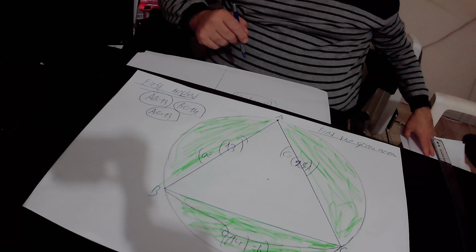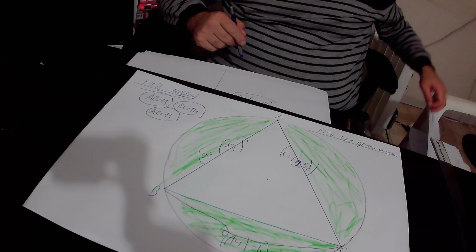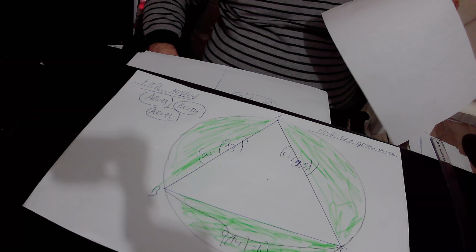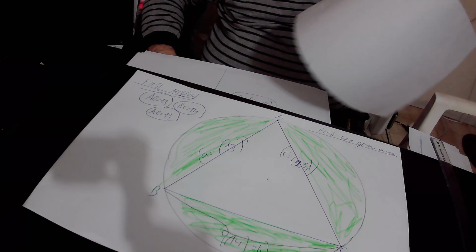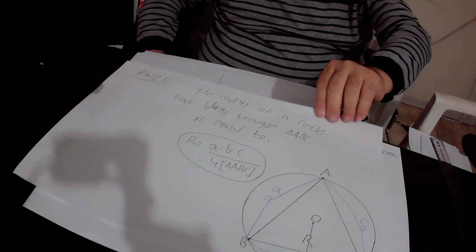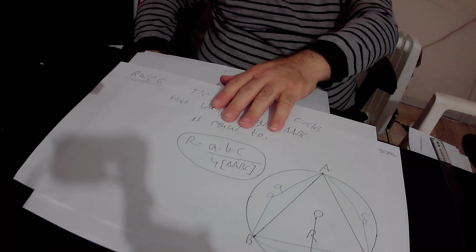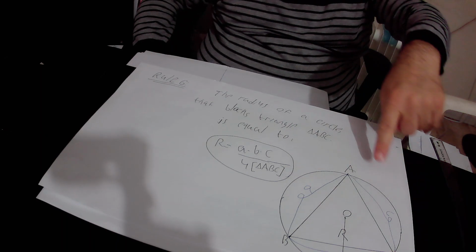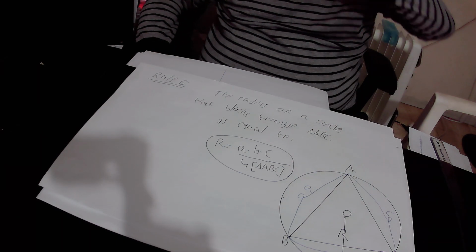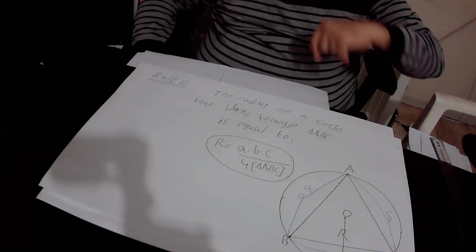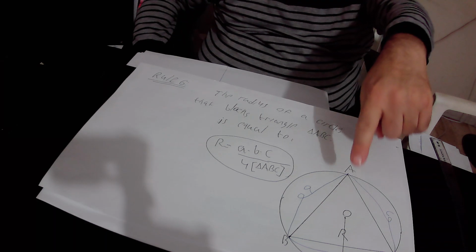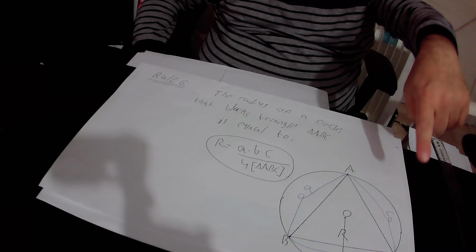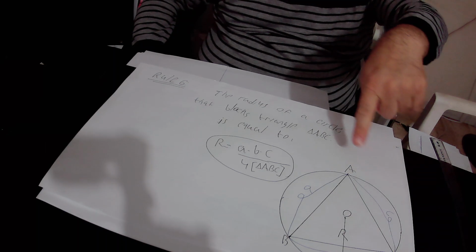That gives us the radius of any circle that blocks triangle ABC. Here, according to rule number 6, we have this circle that blocks triangle ABC. So the radius of this circle that blocks triangle ABC, that is to say capital R, equals A times B times C over 4 times the area of this triangle, triangle ABC.